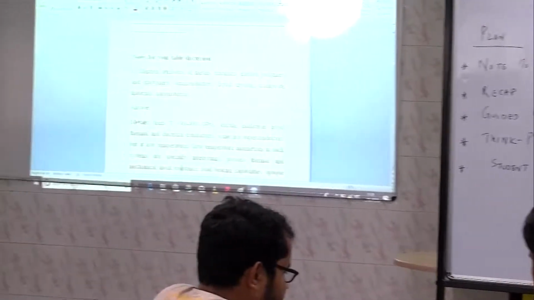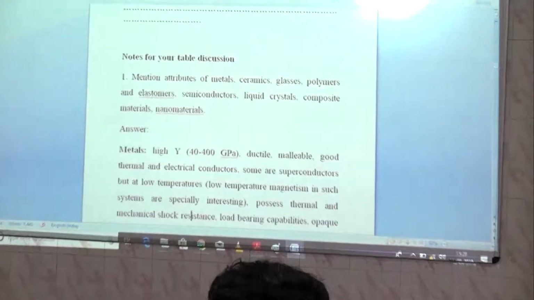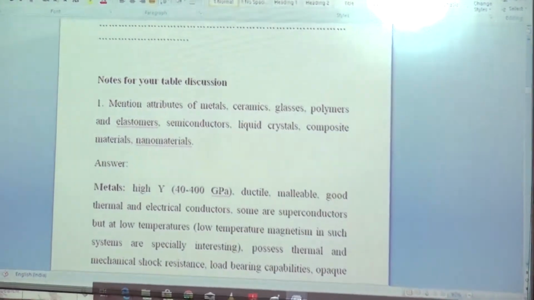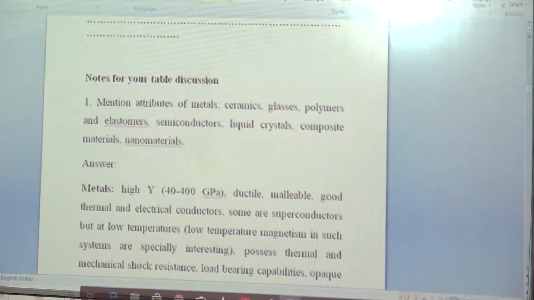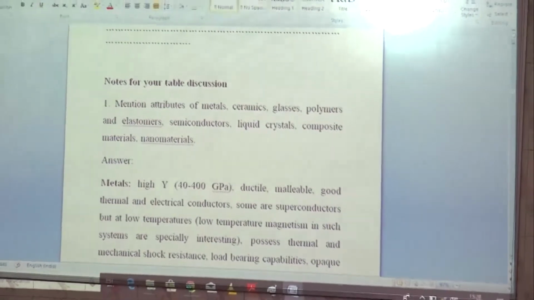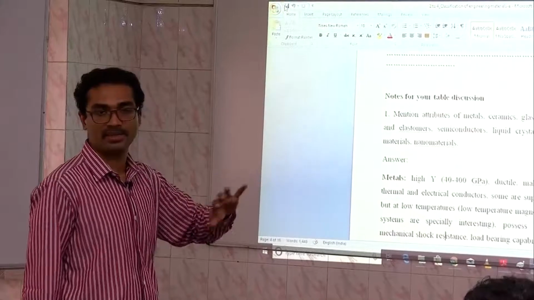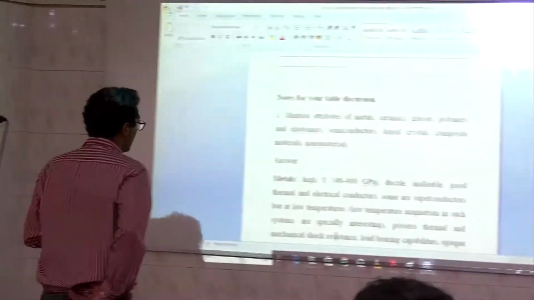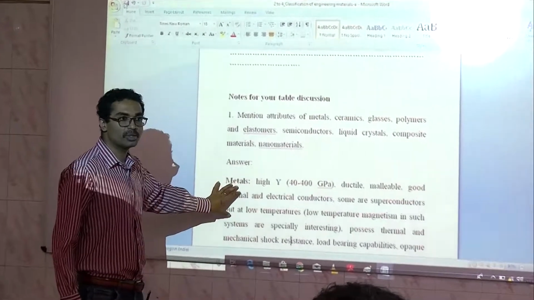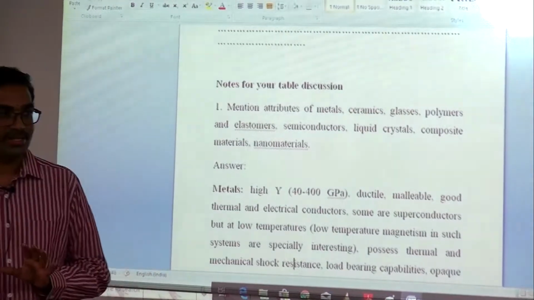So the first one is the following question: mention attributes of metals, ceramics, glasses, polymers, elastomers, semiconductors, liquid crystals, composite materials and nanomaterials. So these are a fair number of terms, isn't it? I will give you the definition and the corresponding materials properties and the ranges corresponding to these particular materials, alright. And then I will expect you to make some salient notes, note some keywords, look at salient points, alright.